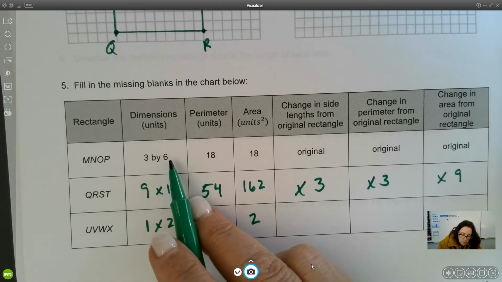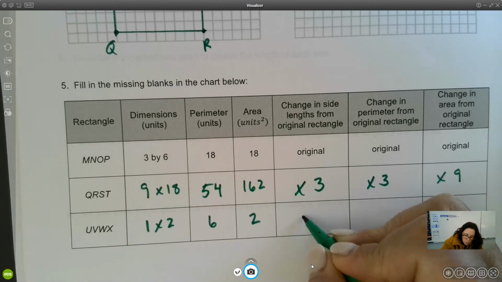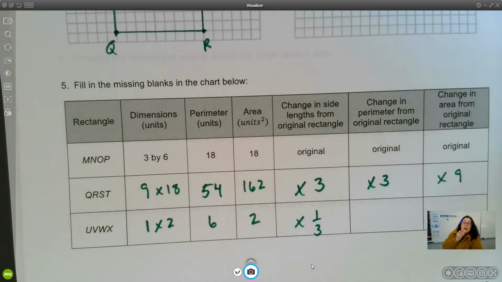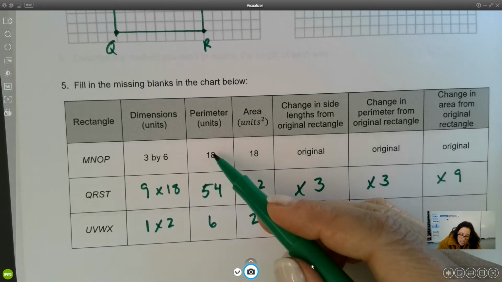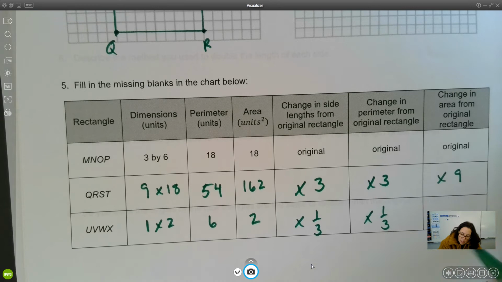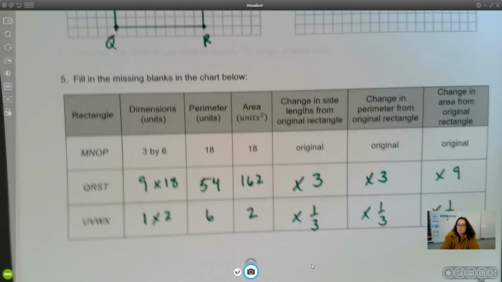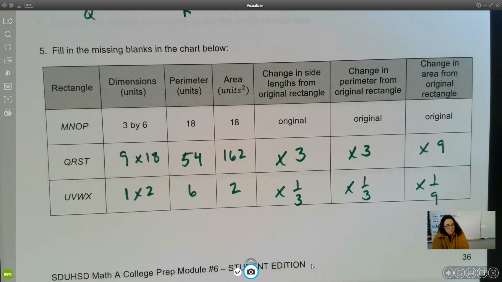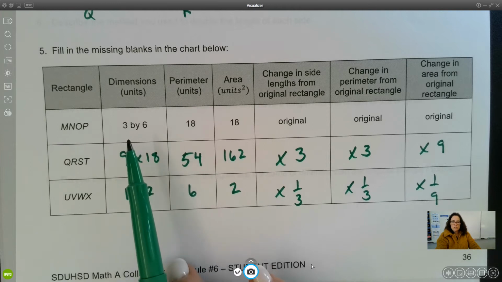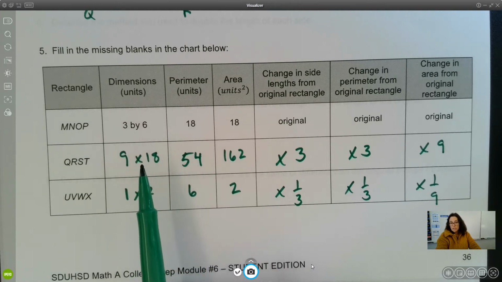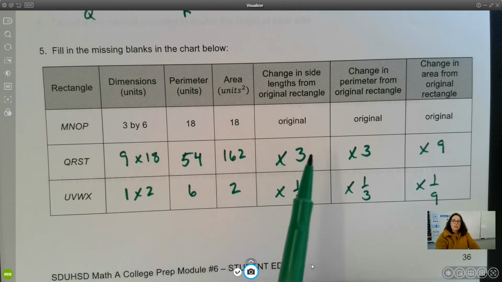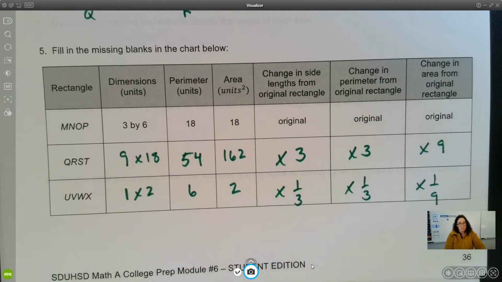3 and 6 changes to a 1 and a 2 because we multiplied it by 1/3. Again, do not say divided by 3. You multiply by 1/3. 18 to 6, you multiplied by 1/3. And then 18 to 2, you multiplied by 1/9. So you should definitely be seeing a relationship, maybe a shortcut perhaps, with what happens when you change the dimensions of the rectangle and how that affects the perimeter and how that affects the area.